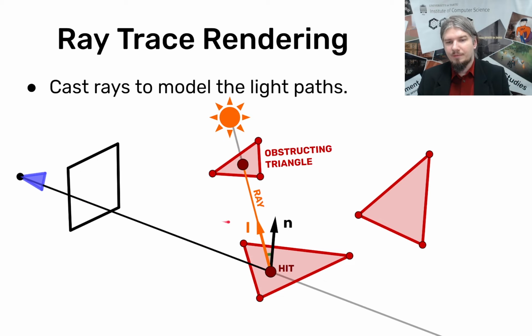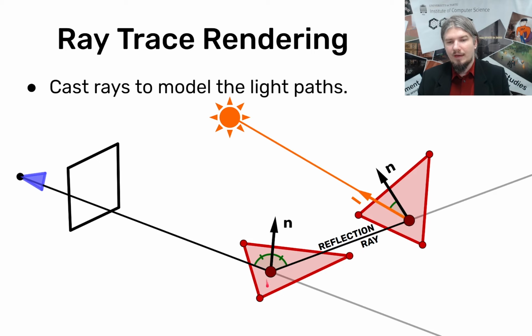But we could be a bit smarter here. Instead of just taking the vector L, we could shoot another ray towards the light source in the direction of L. And if that ray now hits some other scene geometry, then we know that the light is actually blocked. So this obstructing triangle, for example, blocks the light. So this point here doesn't actually receive the light coming from the light source.